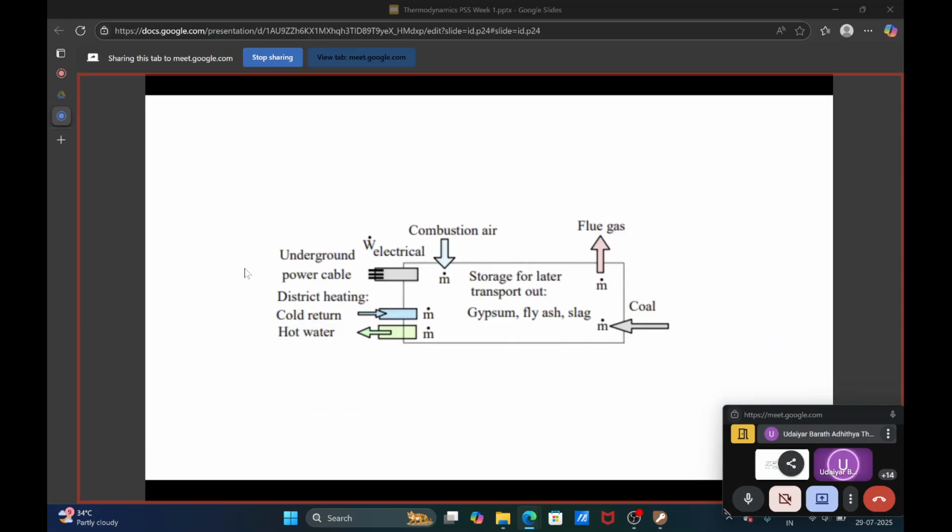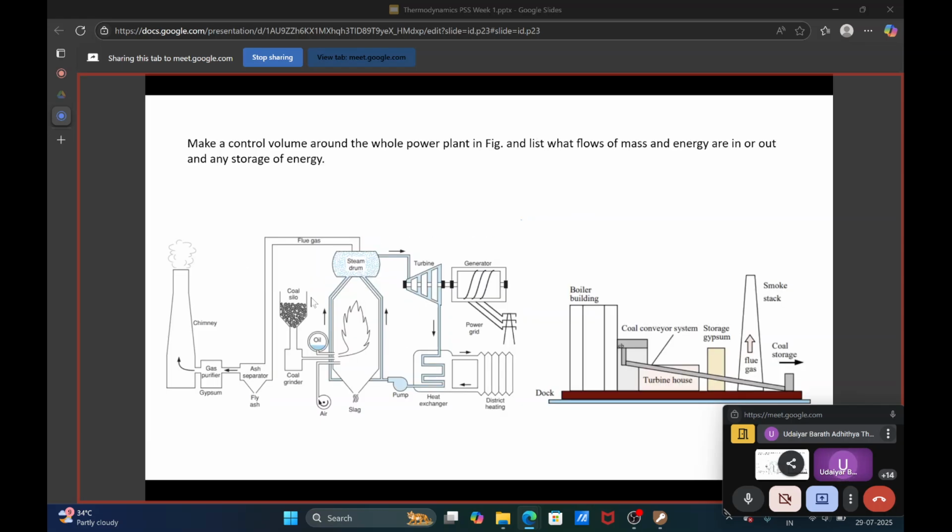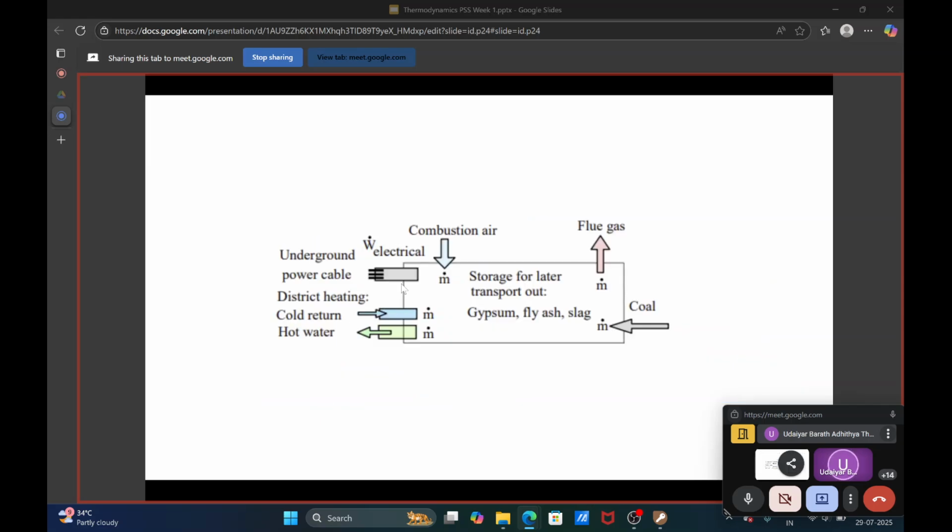So how do you solve this? Now, this is my system. The whole power plant is my system, so I don't care what is inside. This is a black box for me. I am only interested in what is crossing the boundary, what is coming in and what is going out. So this whole thing is my power plant black box.